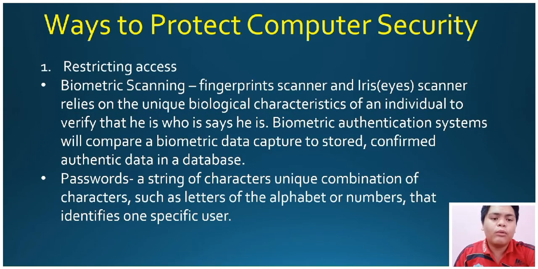First of all, I would like to explain more regarding ways to protect our computer security. I have categorized it into 2, which are restricting access and encryption. When it comes to restricted access, there are 2 types of things that we can do. One is biometric scanning, for example fingerprint or even iris, which is your eye scanner.